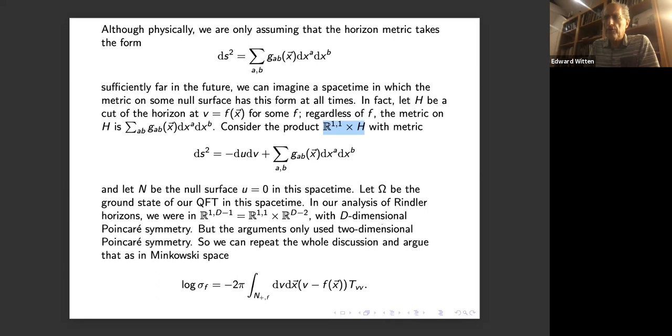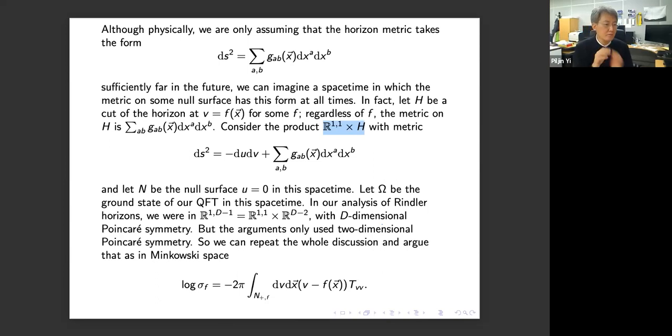You literally take the vacuum state in R11 times H, whatever that is, like R11 times S2 maybe. You then consider it on a Rindler wedge in R11 times H. That means that u equals 0. And then you go above to the future of some cut. Roughly speaking, you simply use the vacuum state on R11 times H, and you import it to the black hole horizon. I understand. So, any other questions, comments?